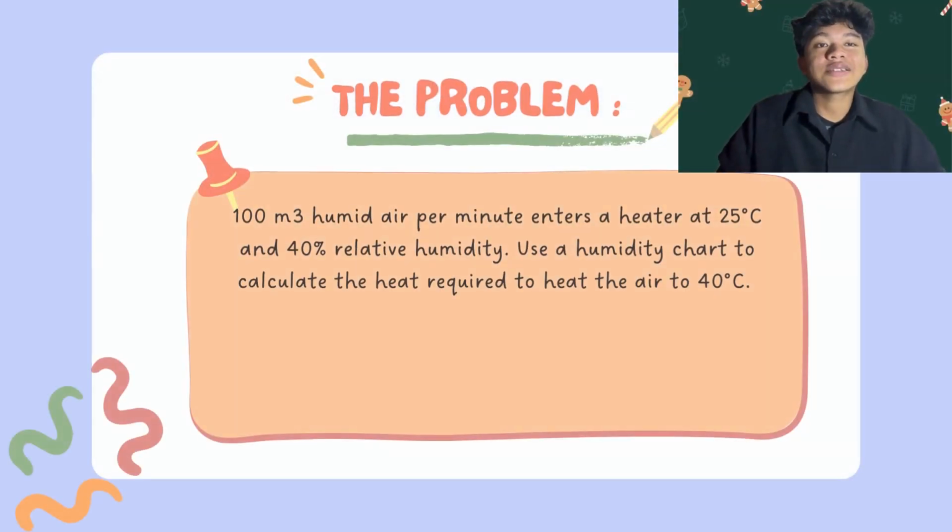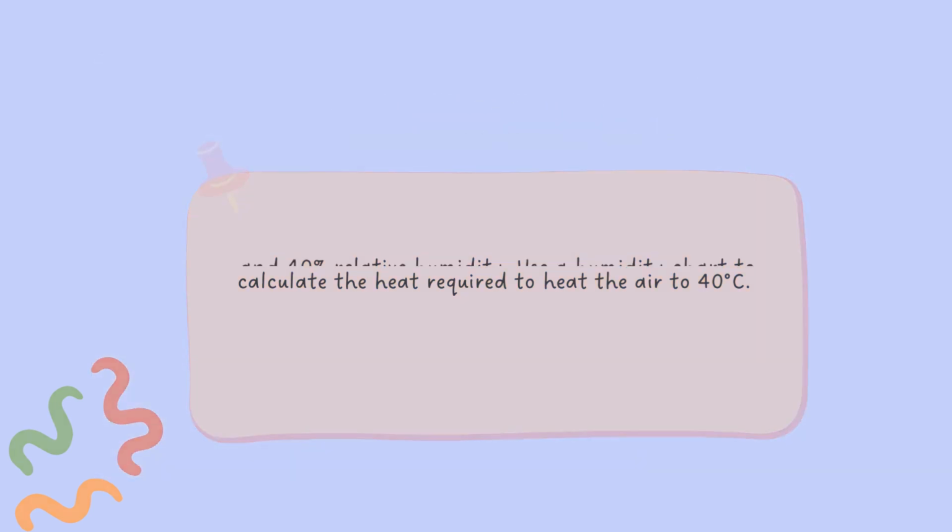Okay, now let's look at the question. The problem is 100 meter cube humid air per minute enters a heater at 25 degrees Celsius and 40% relative humidity. Use a humidity chart to calculate the heat required to heat the air to 40 degrees Celsius.